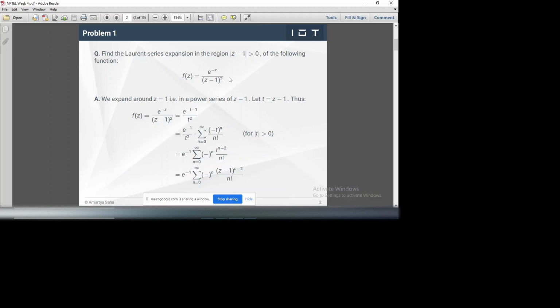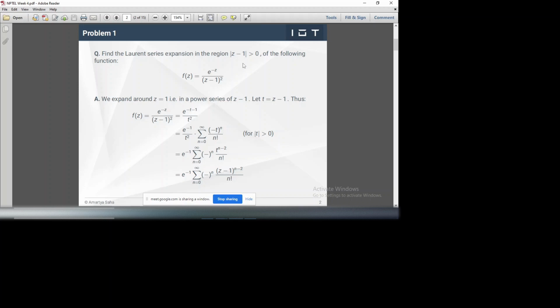The numerator, which is e to the power minus z, is already an entire function, so it is everywhere analytic. And the denominator has a 0 at z equal to 1. That is why the function f(z) is non-analytic precisely at z equal to 1. Except at that point, it is analytic everywhere.